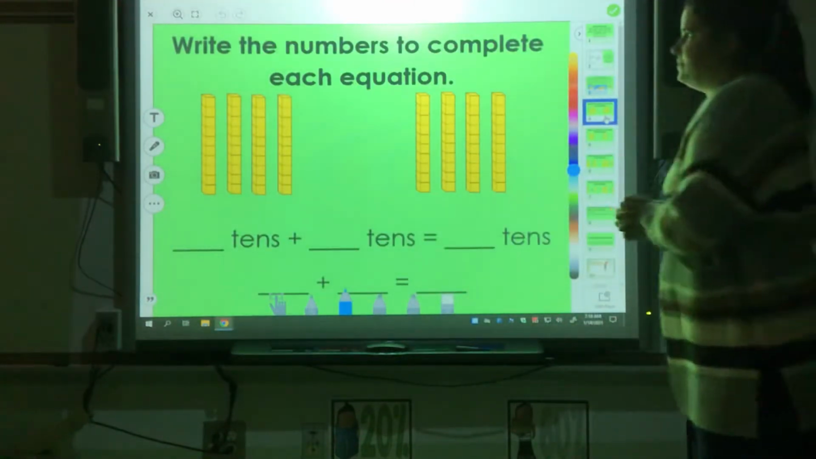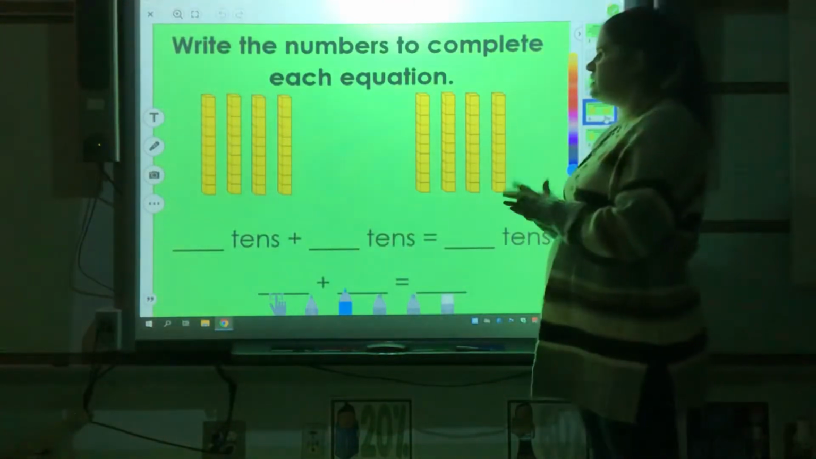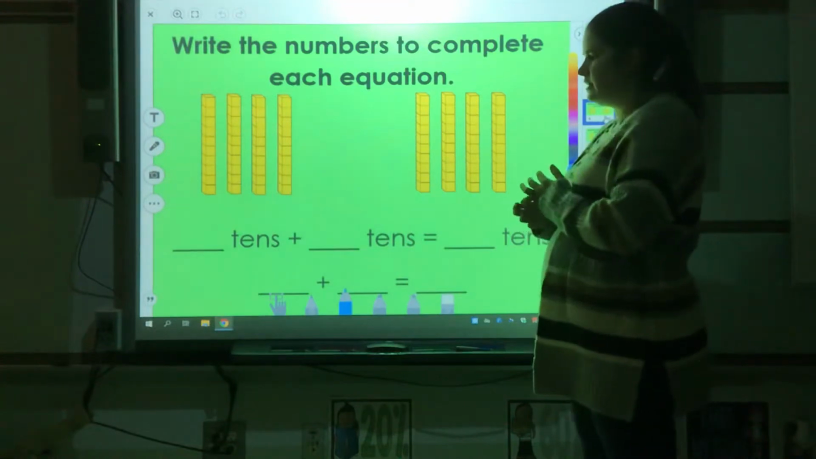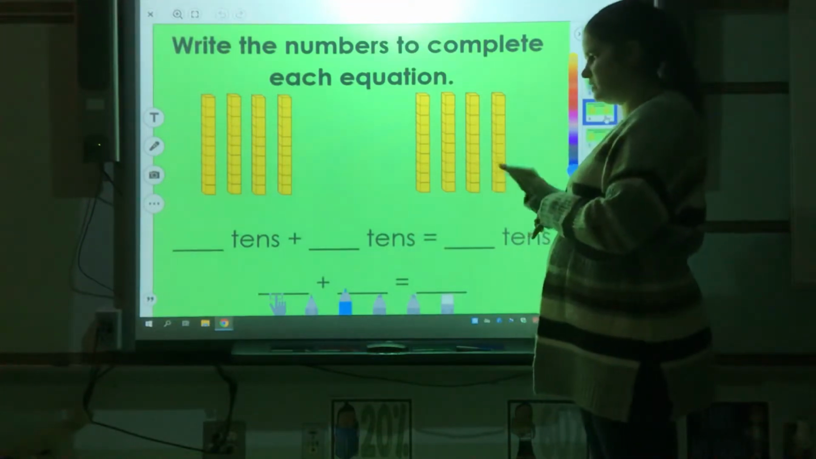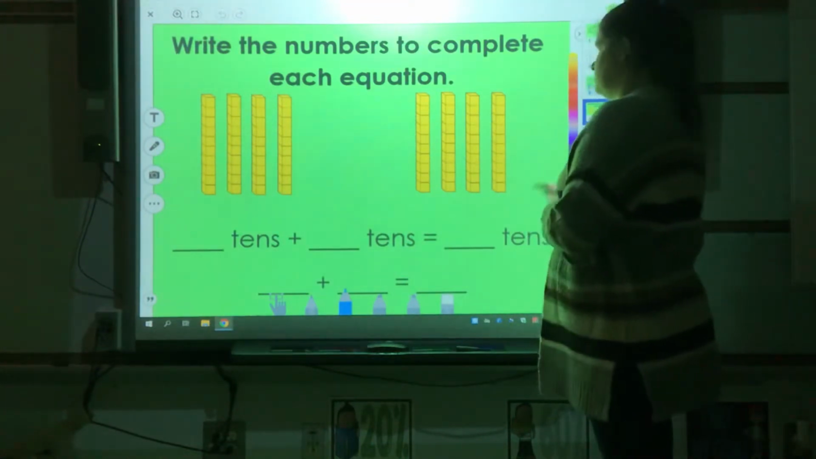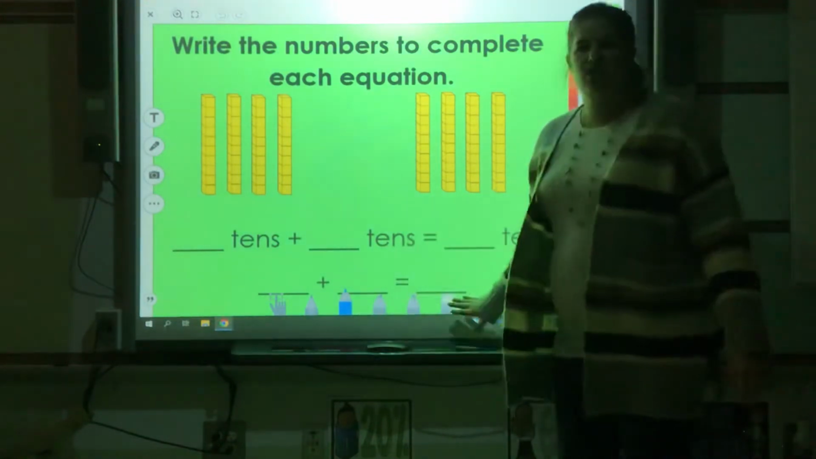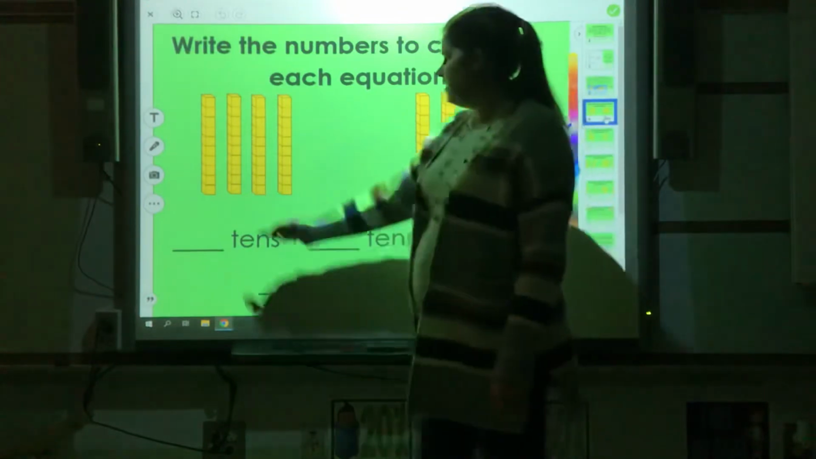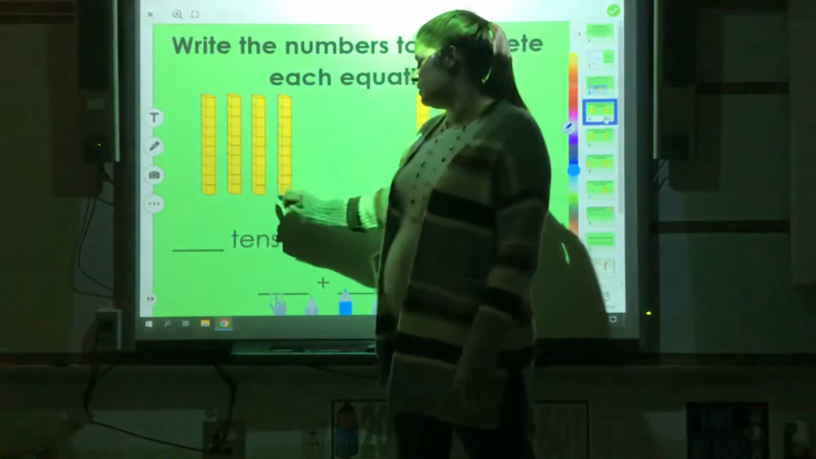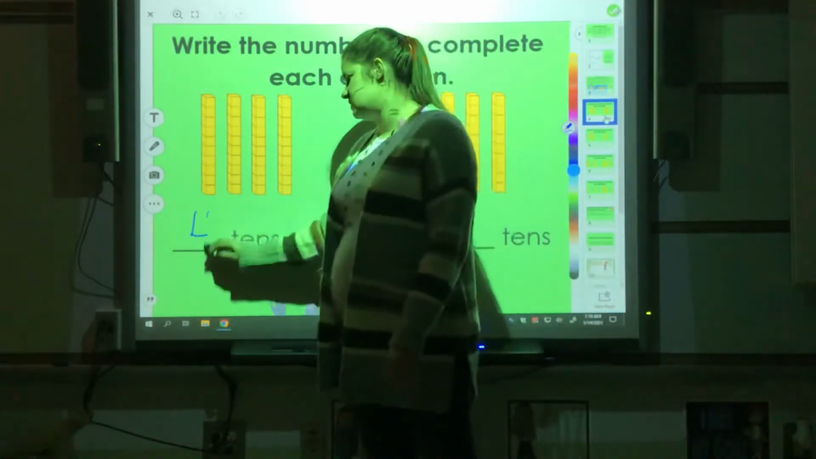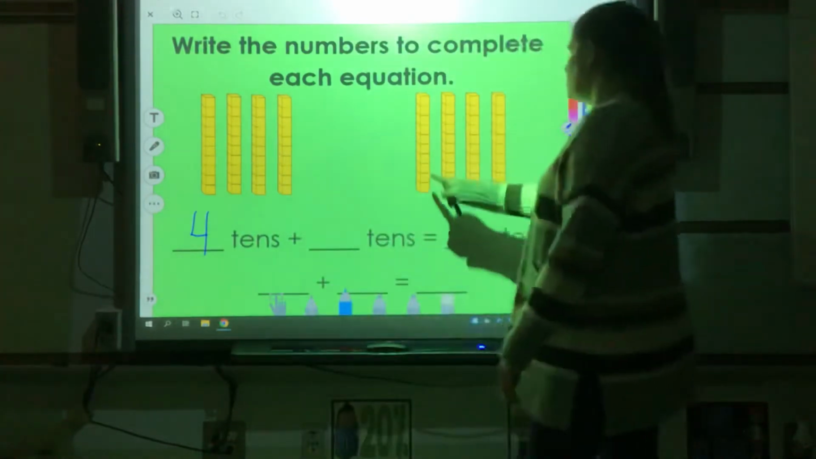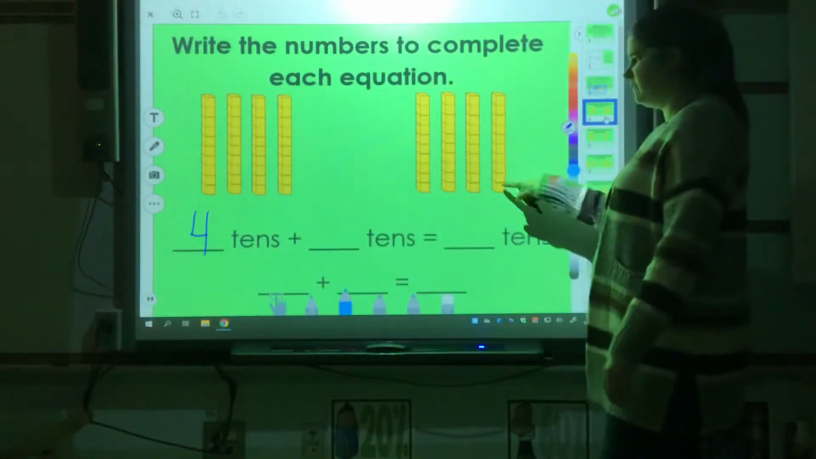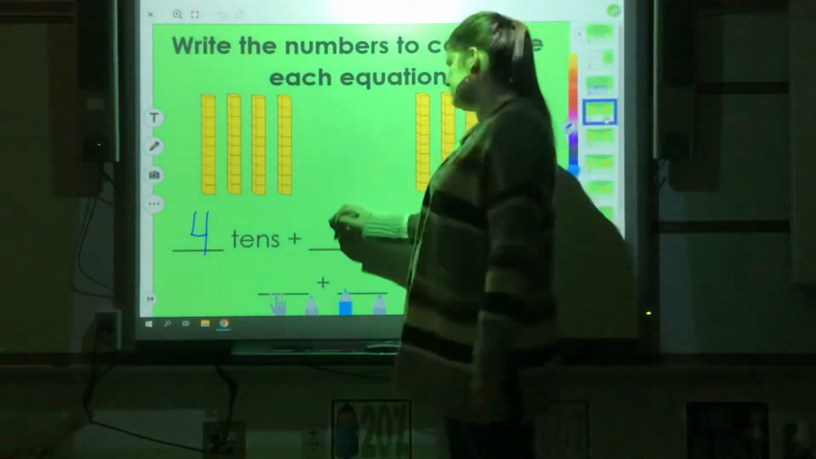Here's our first example. It says write the numbers to complete each equation. Down at the bottom it reads blank tens plus blank tens equals blank tens. Then you're going to write your equation. So let's just count our tens first. I have 1, 2, 3, 4 tens on this side. 1, 2, 3, 4 tens on this side.